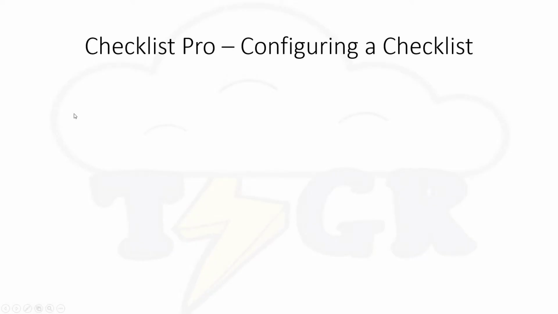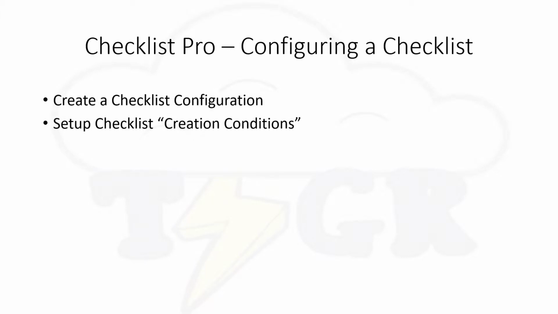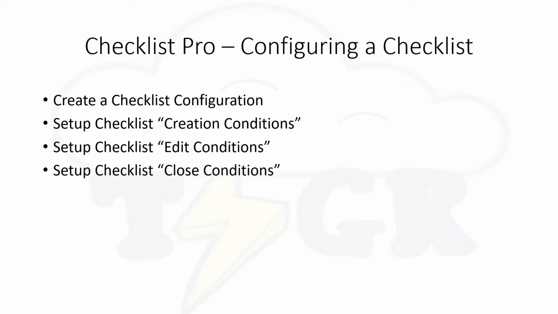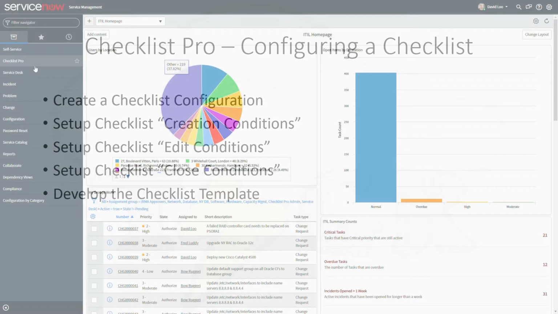This video describes the 5 steps involved in configuring a Checklist Pro checklist. Create a checklist configuration, set up checklist creation conditions, set up checklist edit conditions, set up checklist close conditions, and lastly, develop the checklist template.